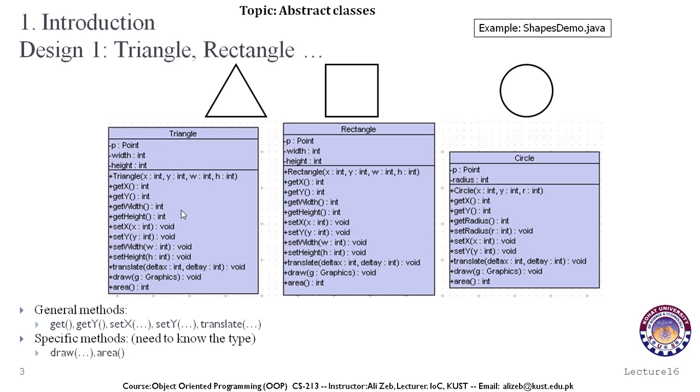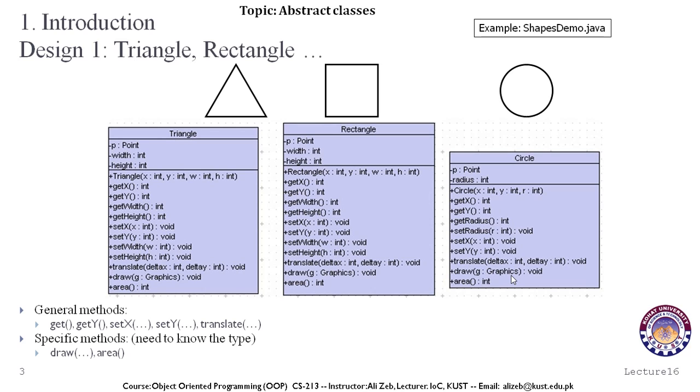So the draw method for the rectangle should draw a rectangle for us. The draw method of a triangle should draw a triangle for us, and the draw method of the circle should draw a circle for us. Similarly, the area method of the triangle should return the area of the triangle. Area method of the rectangle should return the area of the rectangle, and the area method of the circle should return the area of the circle.